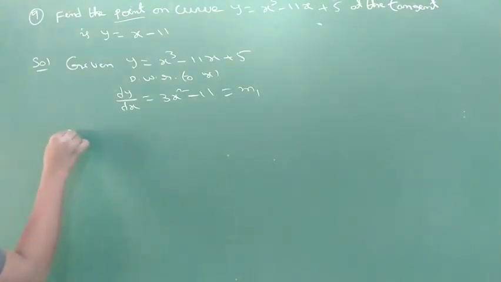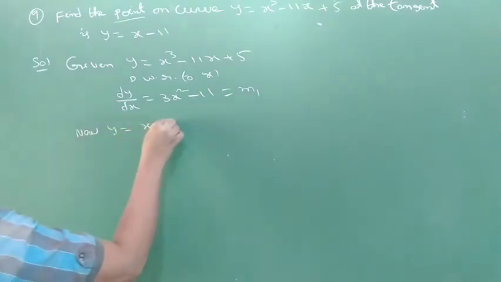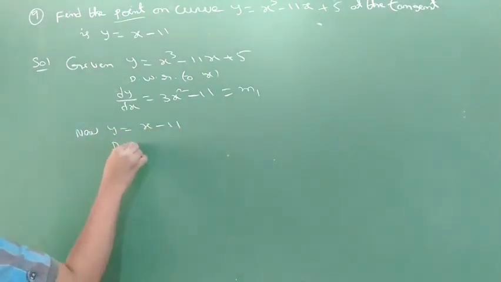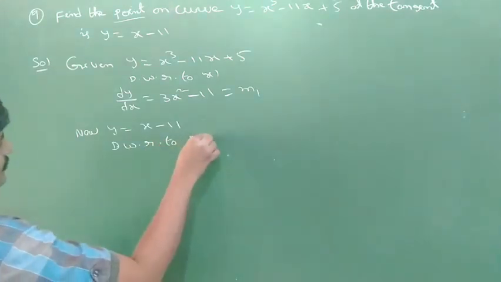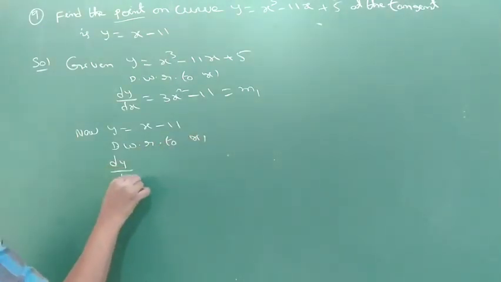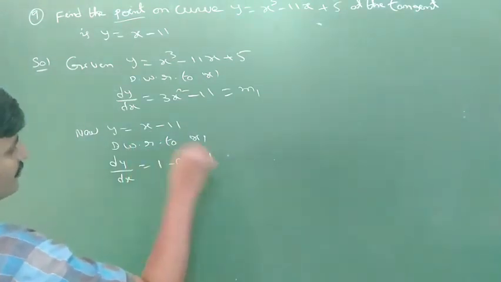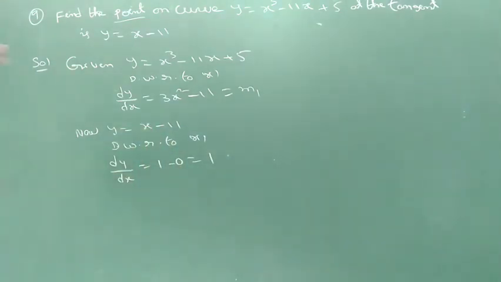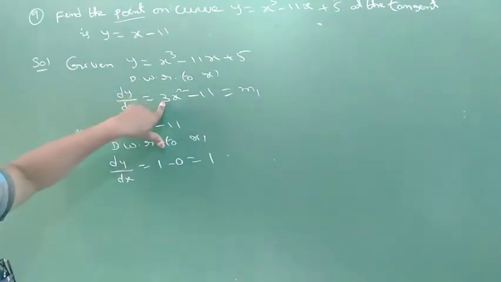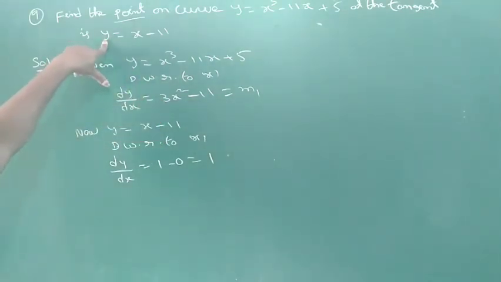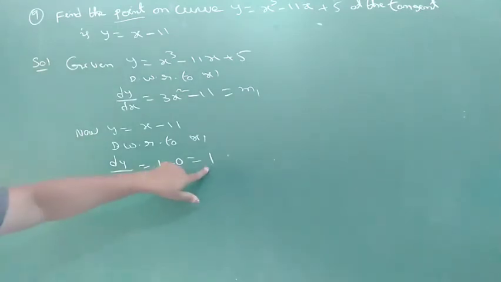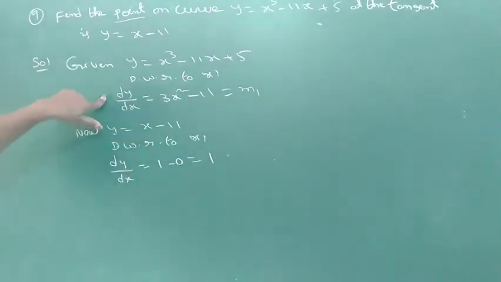Next, now y is equal to x minus 11. Taking the derivative with respect to x, dy by dx is equal to 1 minus 0, that is equal to 1. So this is the tangent slope. This is also a tangent, and its derivative means the slope, dy by dx. So both are equal.